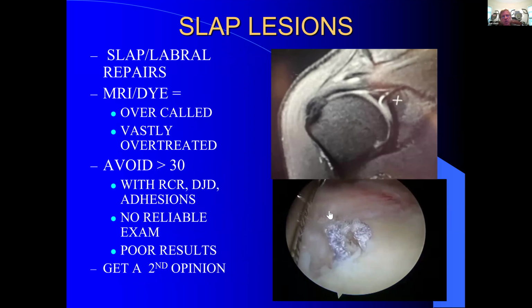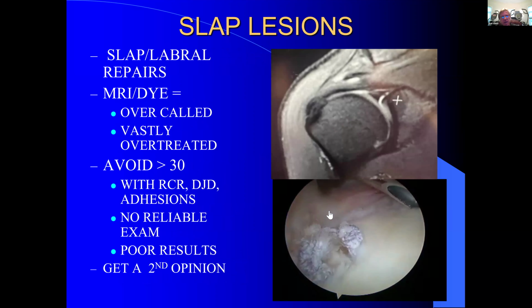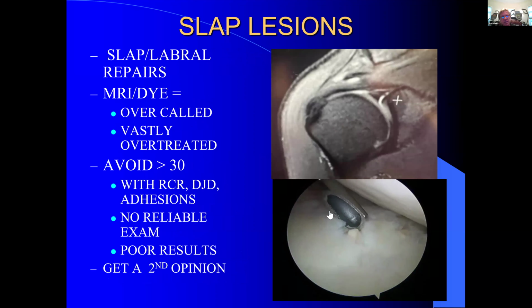SLAP lesions get a lot of press. And I trained with Steve Snyder, who described SLAP lesions back in the 90s. And bottom line is Steve operated on about 1% of SLAP lesions. So they've been vastly overtreated in this country. Europe thinks they're a joke.